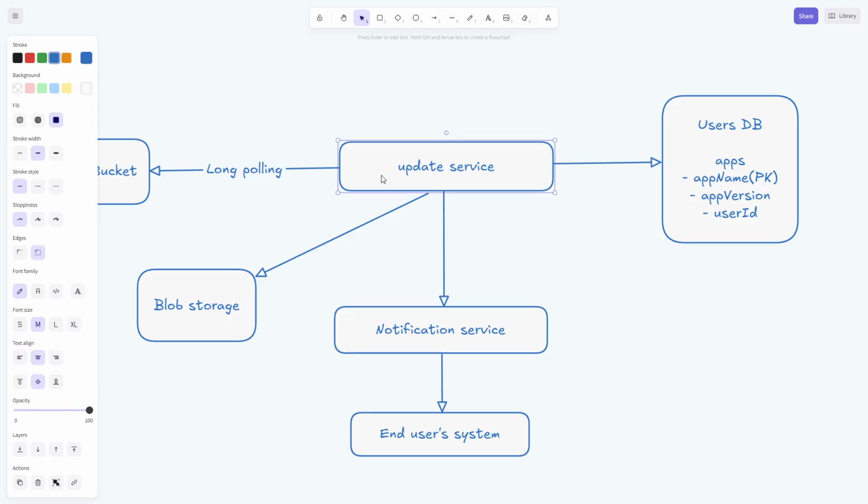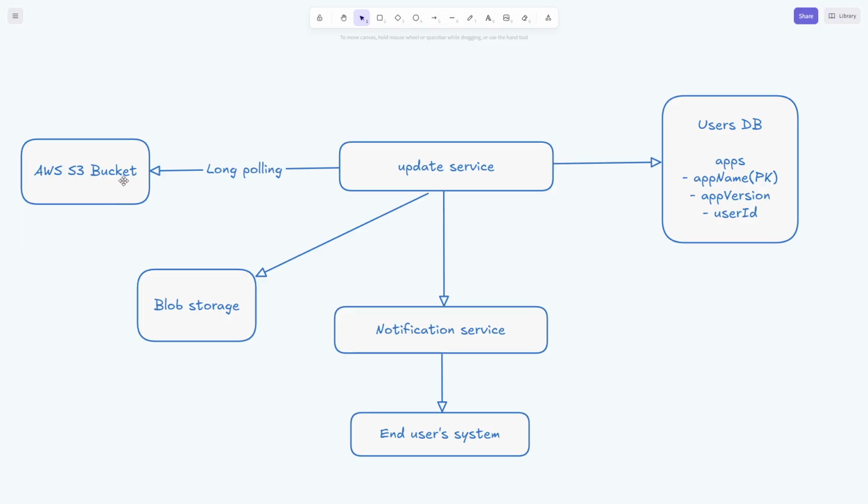Then my service would take that application and place it in a blob storage, and share that URL with the user via a notification service. So this is the overall idea of the system I could come up with.